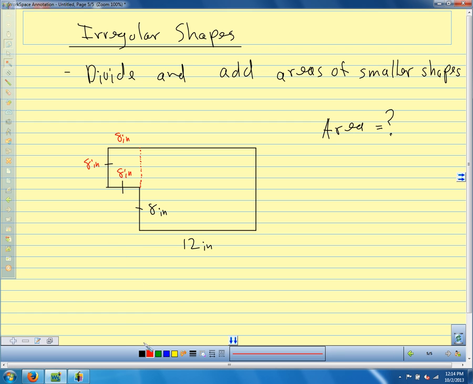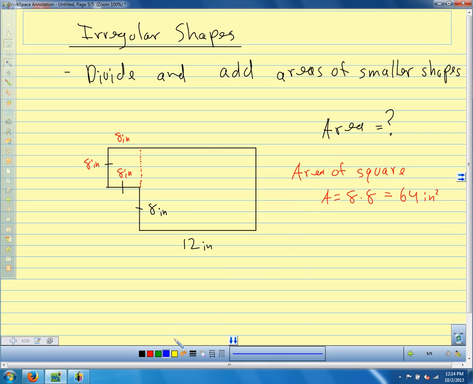So what's the area of the square? How do we find the area of a square? Base times height, and the base is 8 and the height is 8. So I have 8 times 8, which is 64 square inches. So the area of the square.